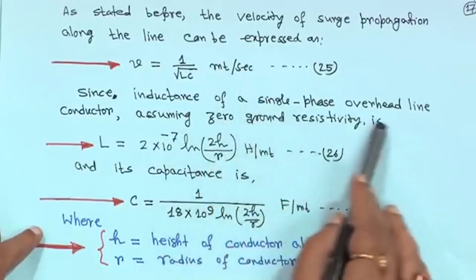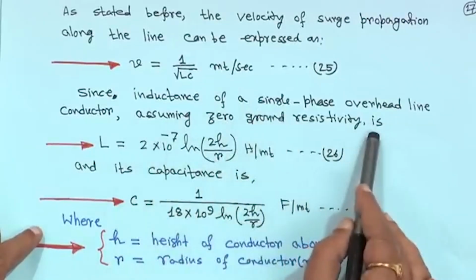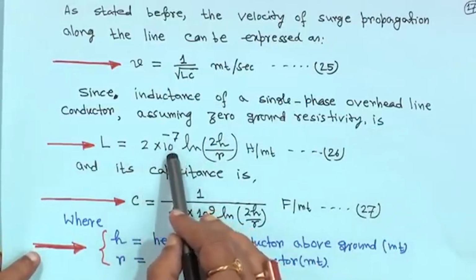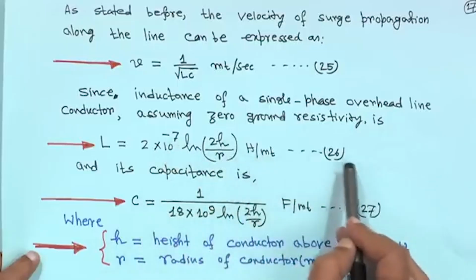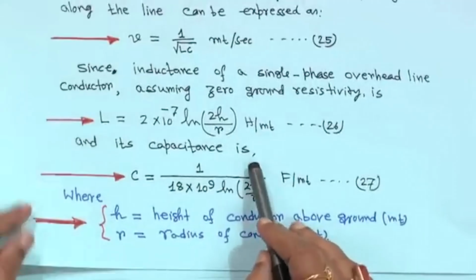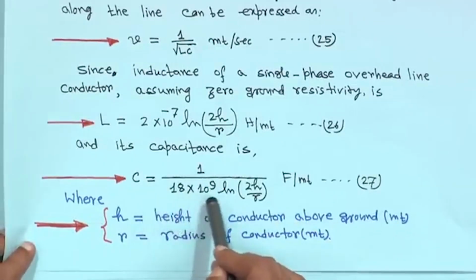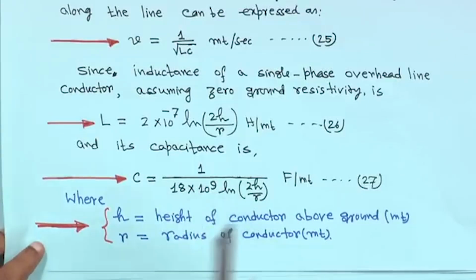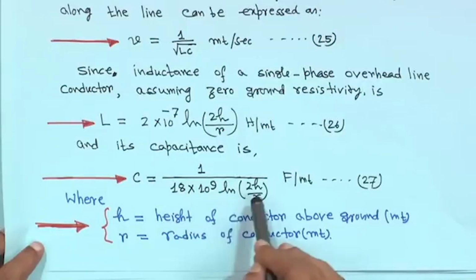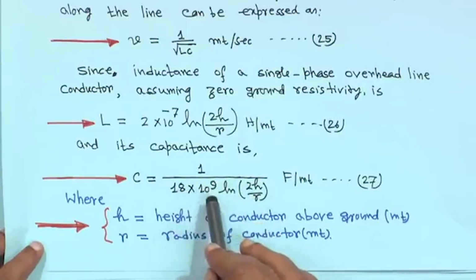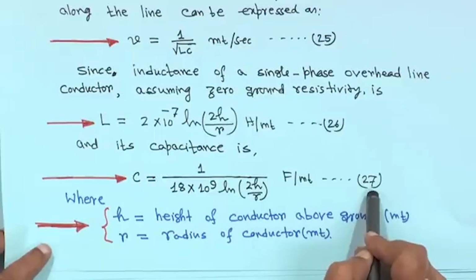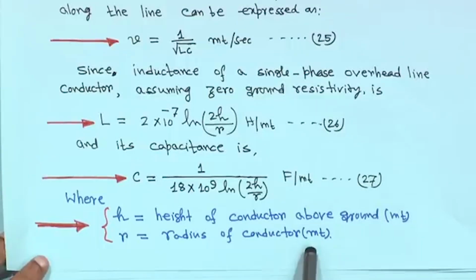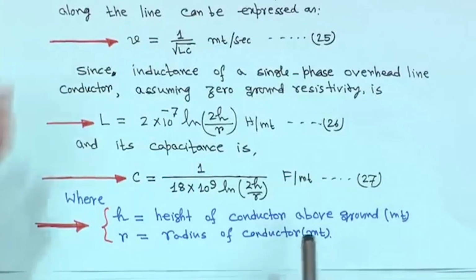Since inductance of a single phase overhead line conductor, assuming 0 ground resistivity, you know this expression from your inductance chapter, L is equal to 2 into 10 to the minus 7 ln (2h upon r) Henry per meter, this is equation 26. And similarly the capacitance is C is equal to 1 upon 18 into 10 to the 9, after consideration of epsilon 0, approximately, times 1 upon ln (2h upon r) farad per meter. This is equation 27. So, h is the height of the conductor above the ground in meter, and r is the radius of the conductor in meter, right.